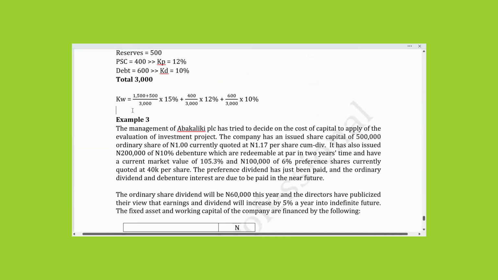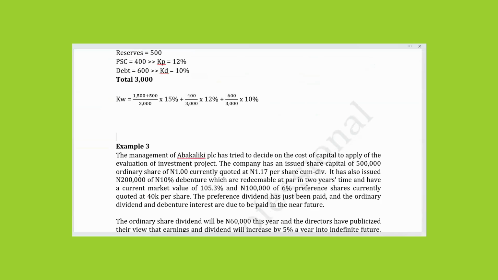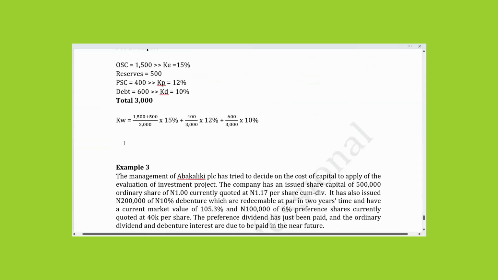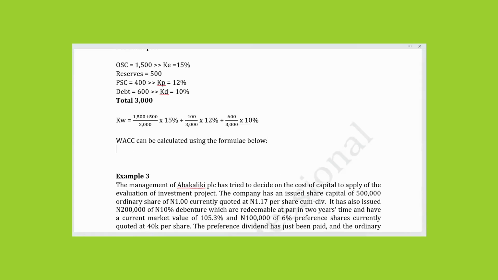So at this point, the next thing we are going to now discuss is the formula to calculate WACC. I can then say WACC can be calculated using the formula below. Okay, how do you calculate WACC? All right, so this is the formula that you can use.